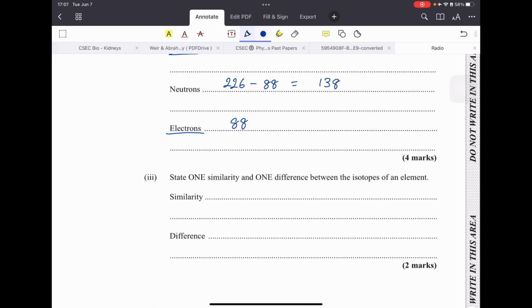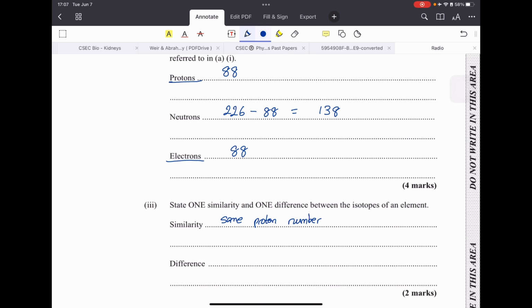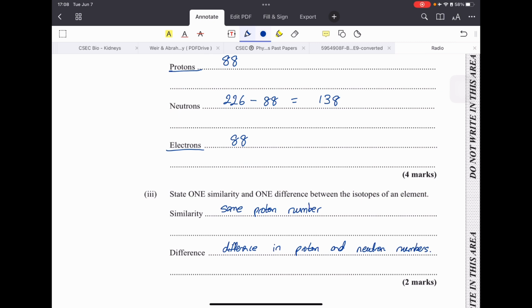The next thing is to state one similarity and one difference between the isotopes of an element. So it's right there in front of us, right? The similarity, same proton number. No matter what, you have to have the same proton number or else the element will change, right? And the difference, so there's a difference in proton and neutron numbers. Okay, that's what makes it an isotope.